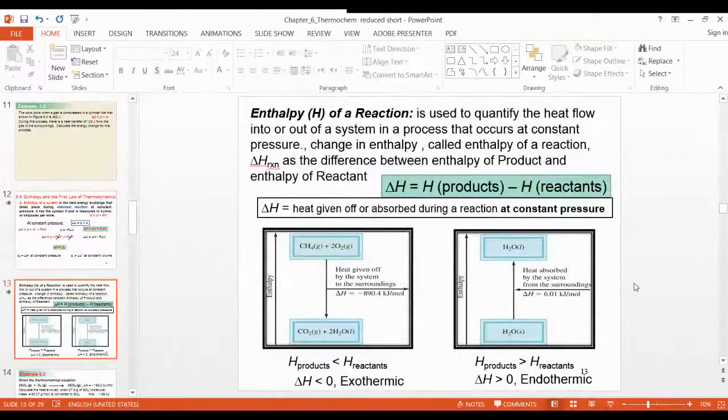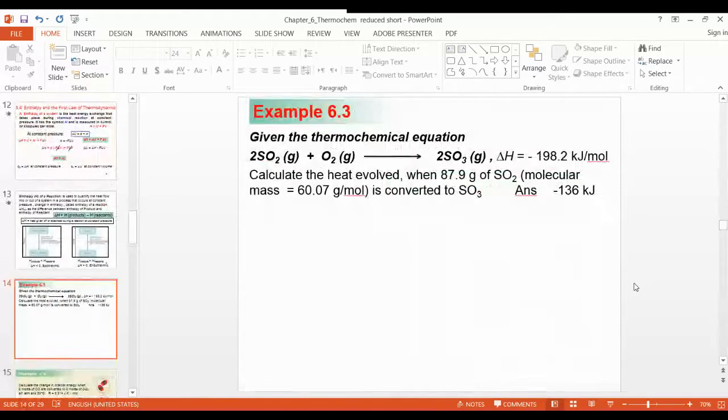Similarly, the exothermic and endothermic reaction is the same thing. Enthalpy of a reaction you calculate as product minus reactant. This is the direct calculation. Delta H is negative for an exothermic reaction and delta H is positive for an endothermic reaction. Suppose you have this example, this whole reaction. You should know this according to the concept of chapter 3, stoichiometric calculation.